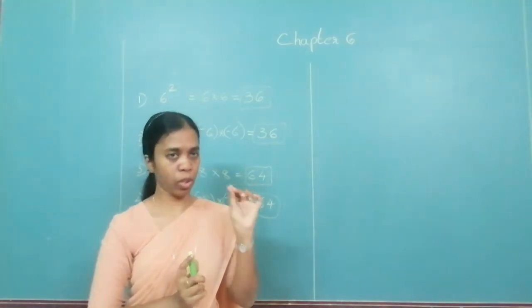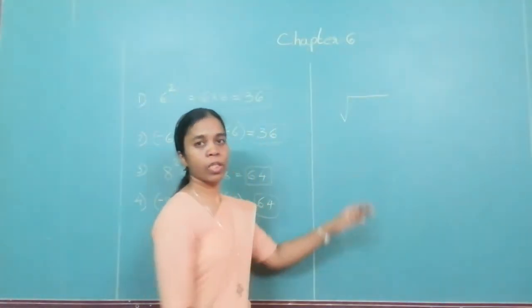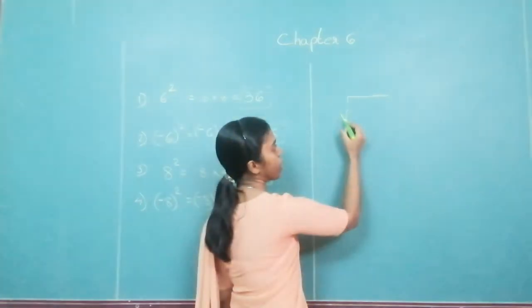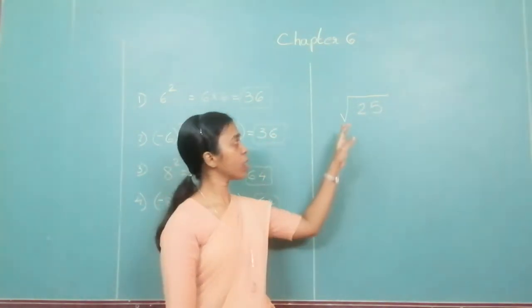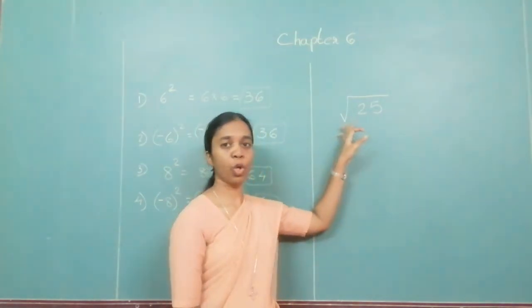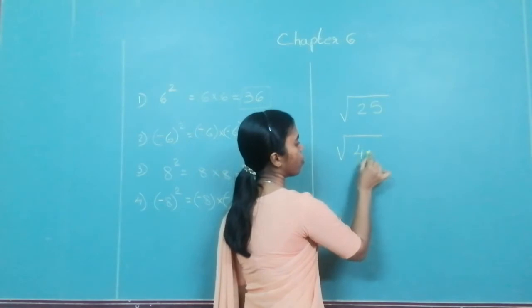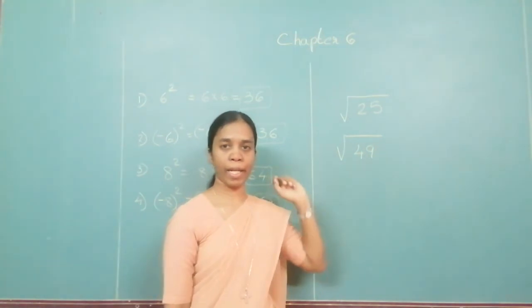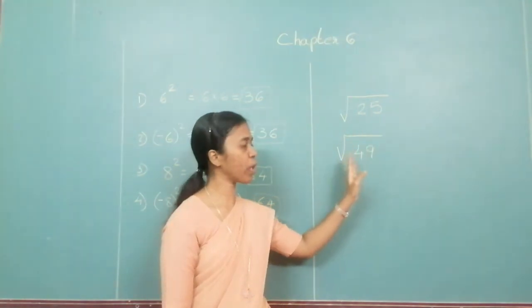The symbol used for square root is this. If I put a number inside this, suppose I am writing 25, how do I read it? Square root of 25. Suppose I have 49. How do I read this? Square root of 49. Now, what is the answer of square root of 25 or square root of 49?